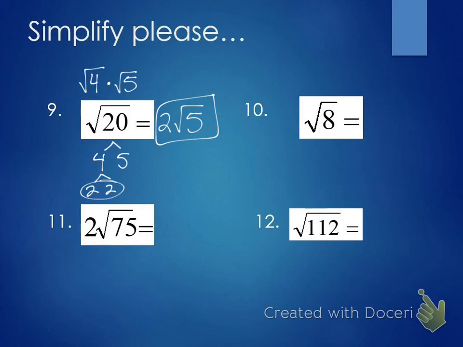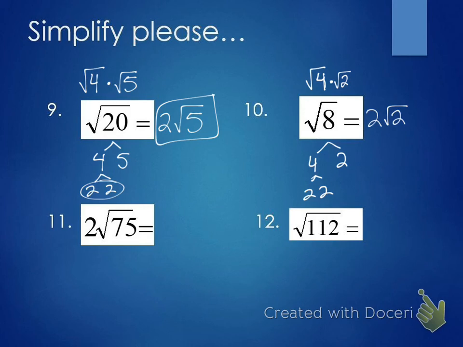What about number 10? 2 radical 2. Again, you could make a factor tree. 4 and 2, 2 and 2. Or you could do square root of 4 times square root of 2. Either way, same answer.